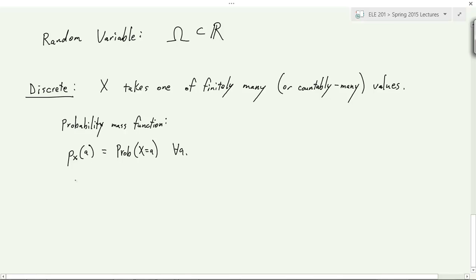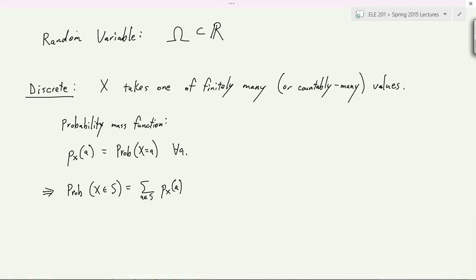And note that by the rules we've already talked about, if we want to know the probability that x is in some event S, so not a particular outcome but some set of outcomes, well, it's pretty simple. We sum over all outcomes in that set this probability mass function. Okay, so we'll just sum all the probabilities of the different things. All right, let's actually look at an example here.